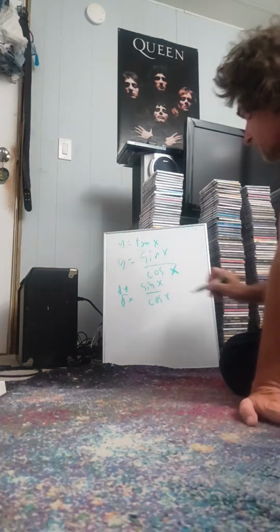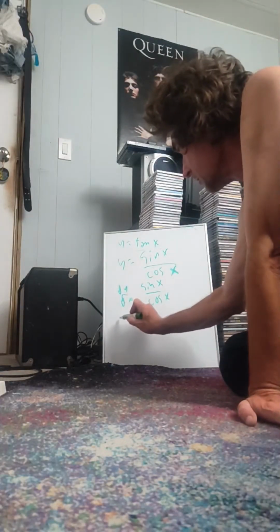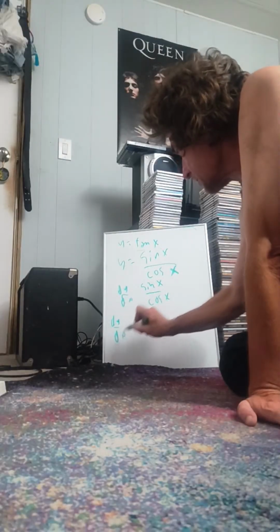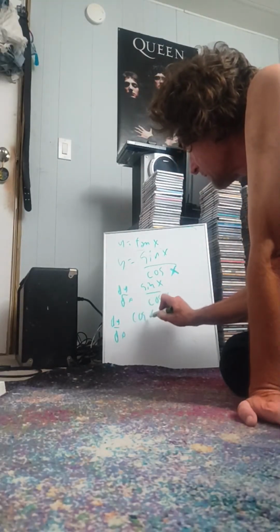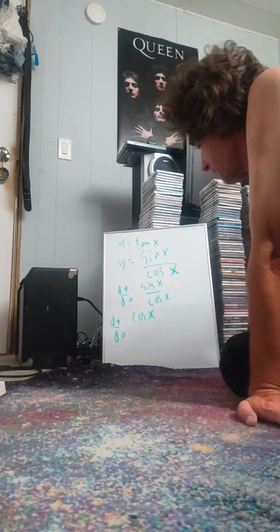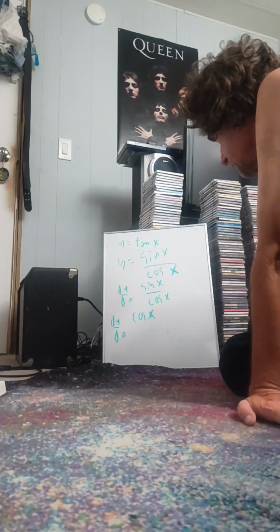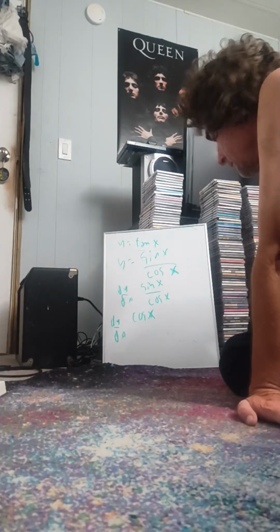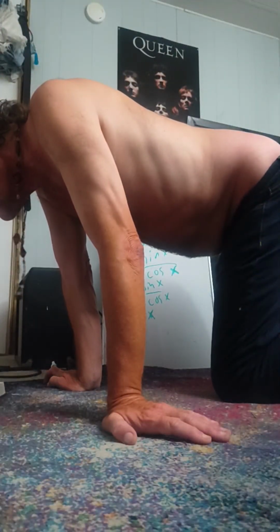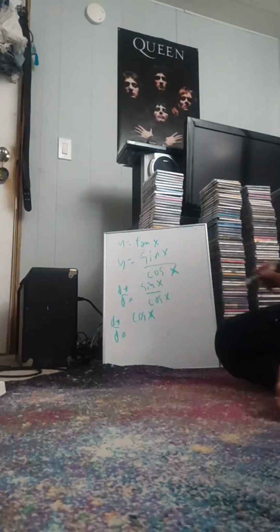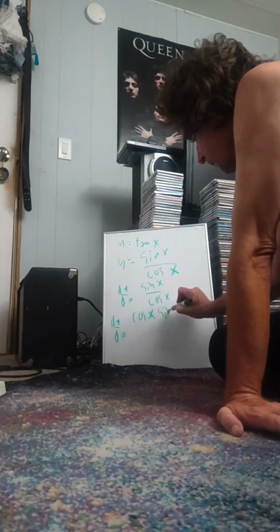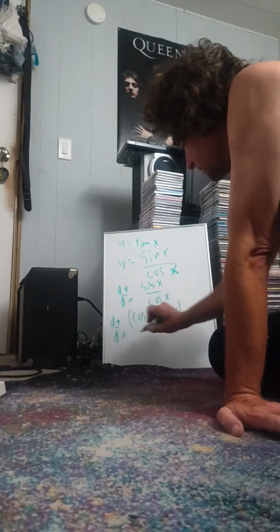Well, there's something called the quotient rule. You take the bottom one, which is cosine x. What's the quotient rule again? Okay, the quotient rule is the bottom one times the top one, so cosine x times sine x.